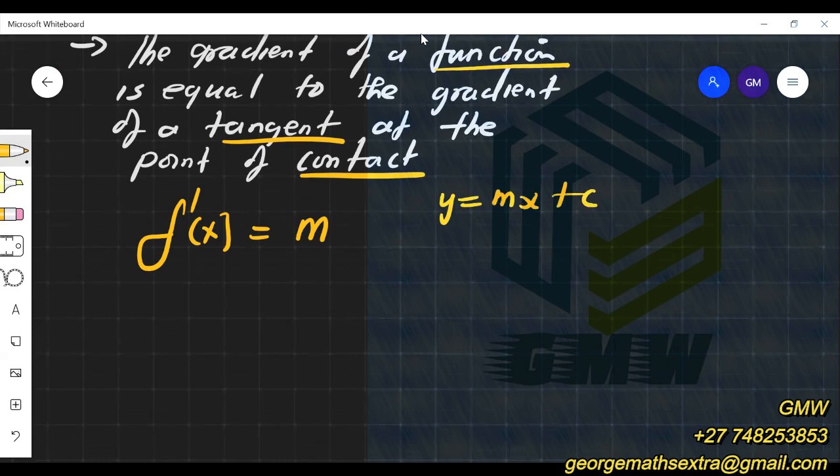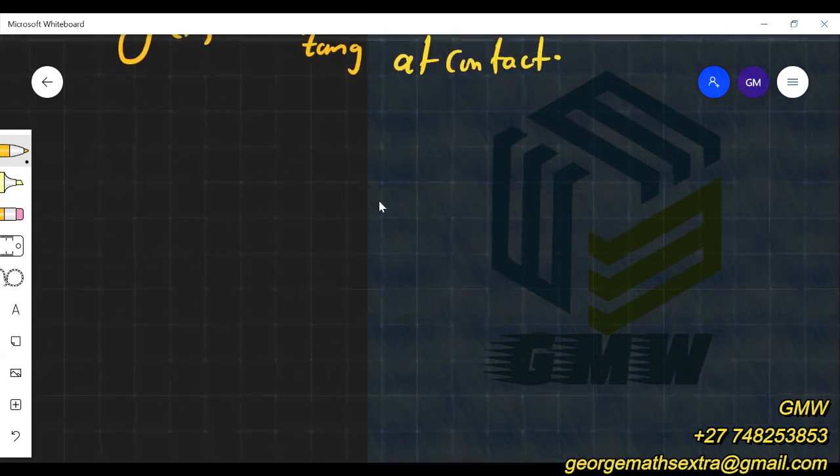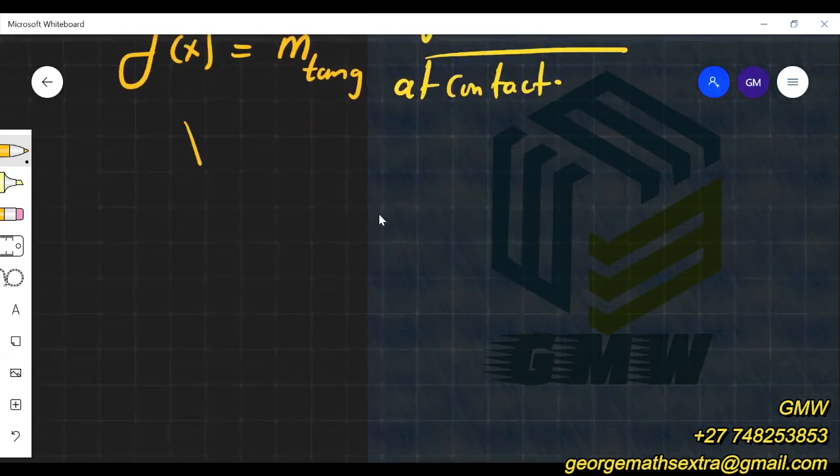So the gradient of a tangent is m, okay? So we are simply saying the gradient of the function is equal to the gradient of the tangent at contact, at the point of touch. What we are discussing can come in a form of a picture like this.